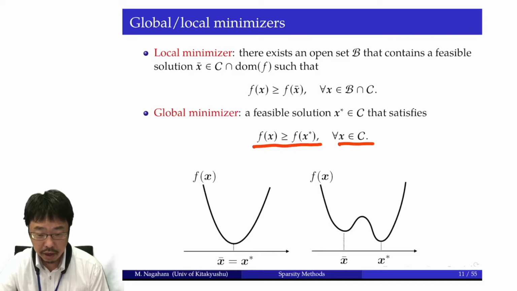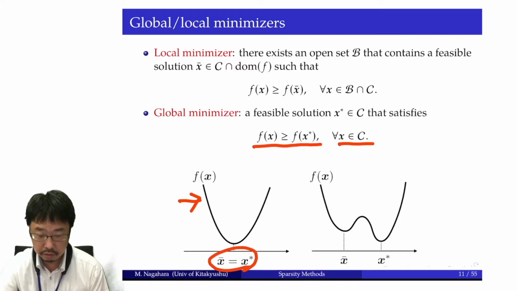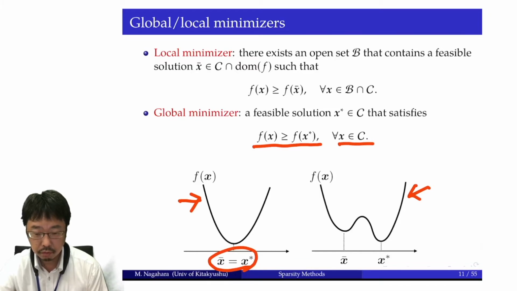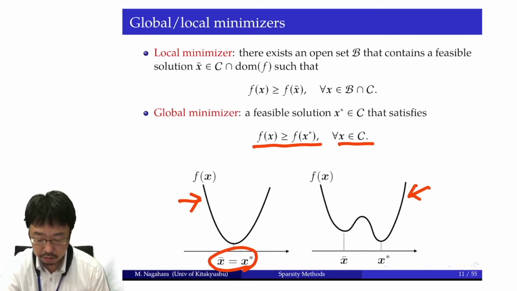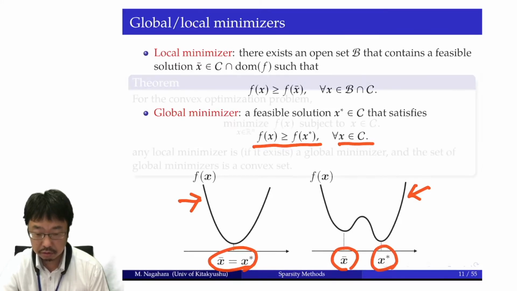I will explain local and global minimizers using these graphs. The left-hand side shows a convex function whose local minimizer is also a global minimizer. On the other hand, the right-hand side is not a convex function, and the local minimizer x bar is different from the global minimizer x asterisk.